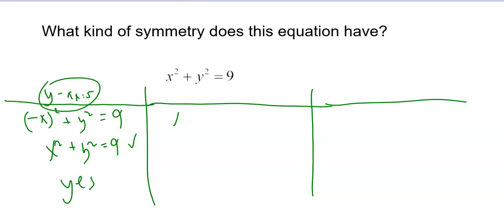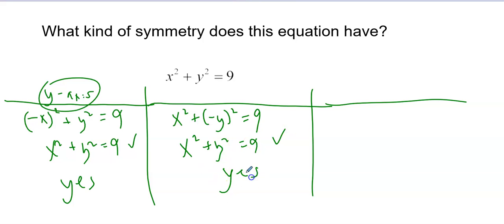Plug in negative y, so x squared plus negative y squared equals 9. Well, negative squared is always positive, so x squared plus y squared equals 9. That passes the test. It's the same function. It has x-axis symmetry as well. Wow, it has both. So I guess it's possible to have a function that has both. Let's just go ahead and check origin symmetry and see what happens.